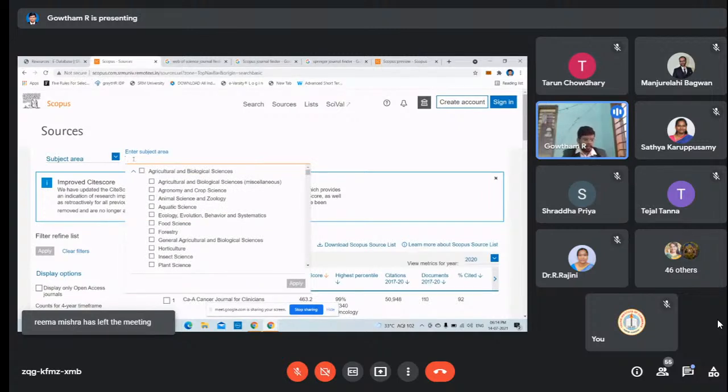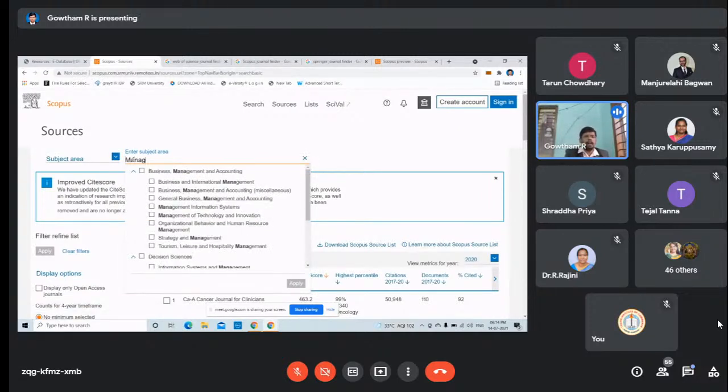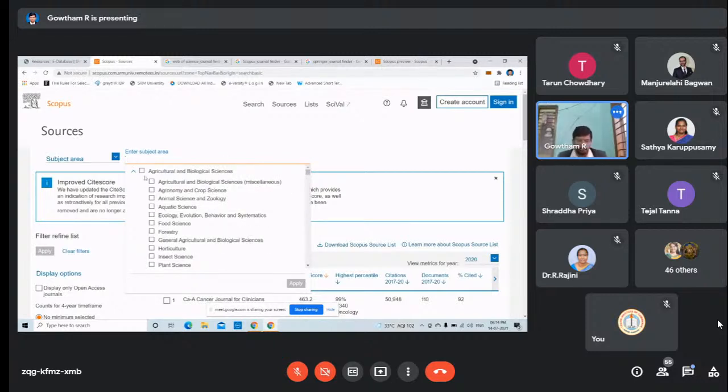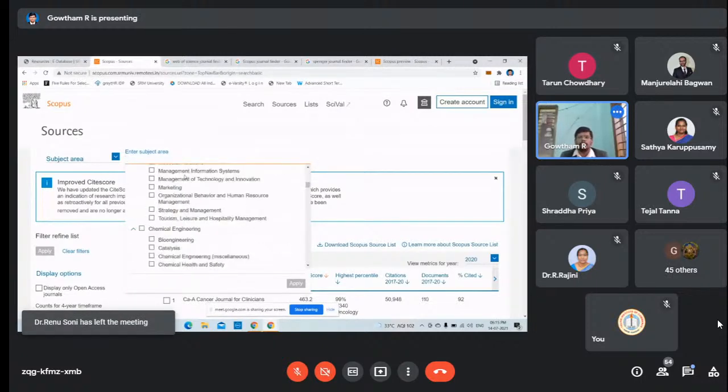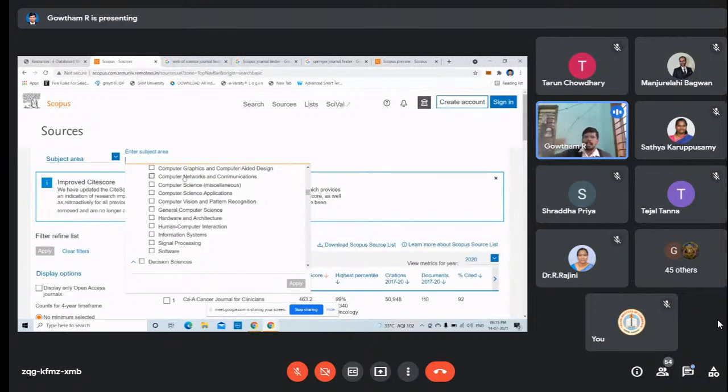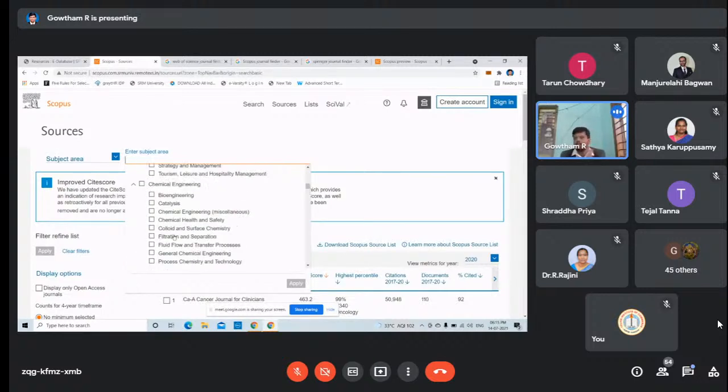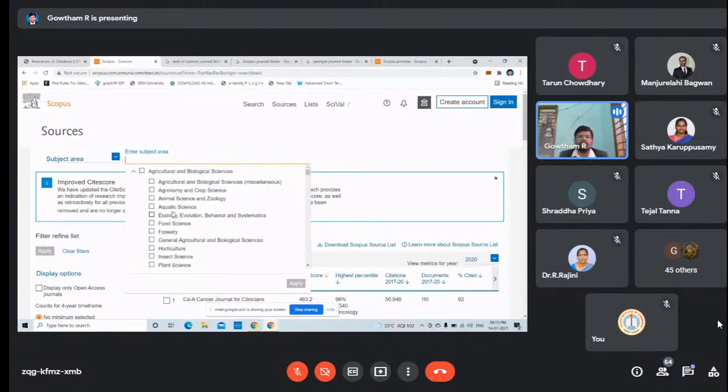You can either type it, like management, or you may not necessarily go through this, right? Once you click it here, all the domains will come up, with the broad category as well as the subcategory. Hope I'm clear. With the broad category as well as subcategory, you will get the area. Say for example, here you could find agricultural and biological sciences.